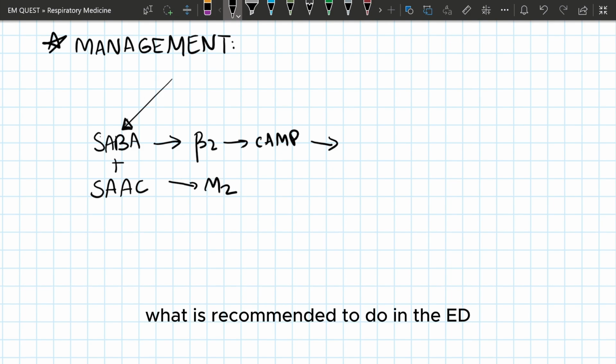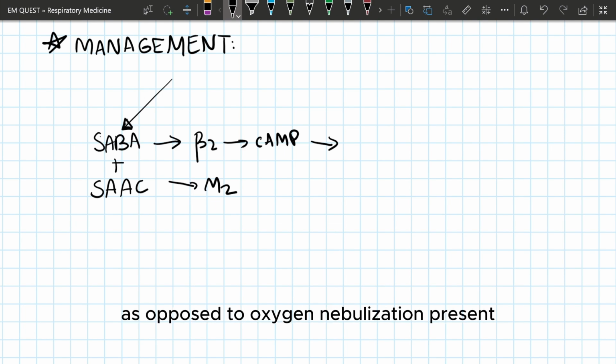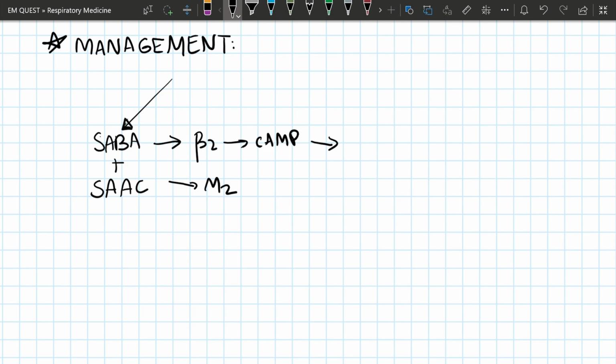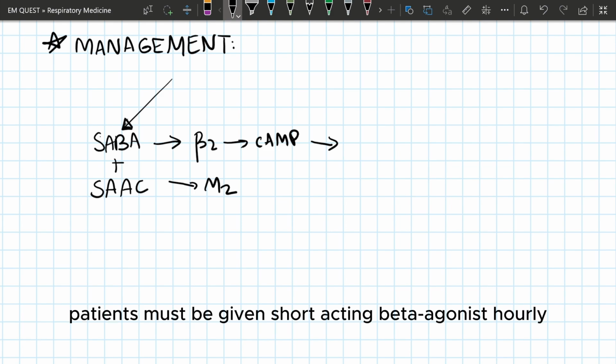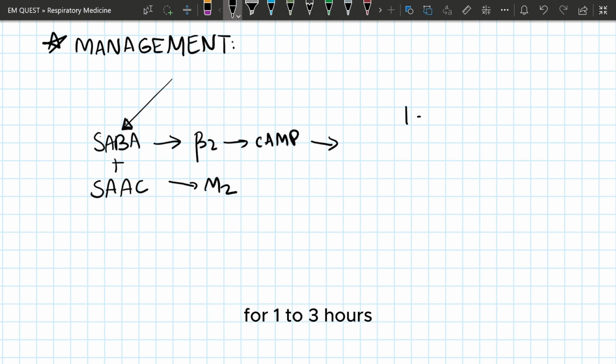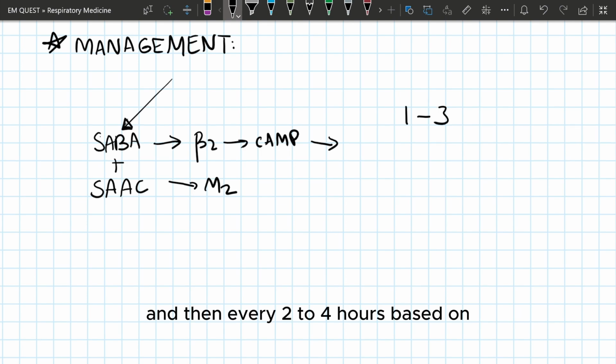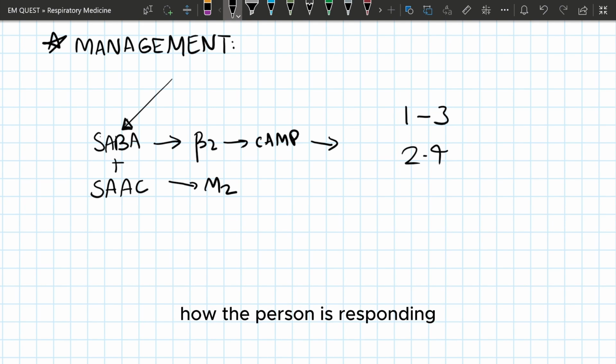What is recommended to do in the ED is to go for nebulization, particularly air nebulization as opposed to oxygen nebulization if present. Patients must be given short-acting beta agonists hourly for 1 to 3 hours and then every 2 to 4 hours based on how the person is responding. But continuous nebulization in the ED is not recommended.